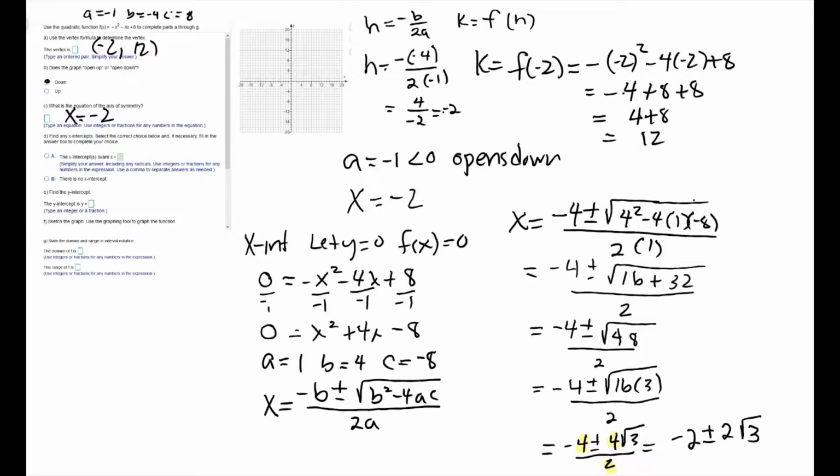Those are my two x-intercepts. Negative 2 plus 2 square root of 3 and negative 2 minus 2 square root of 3. X equals negative 2 plus or minus 2 square root of 3.